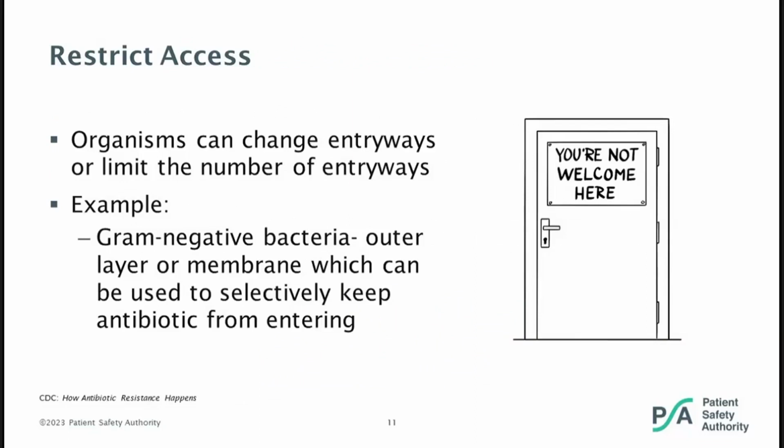In the last mechanism we are going to discuss, the bacteria has an ability to restrict access. Organisms have an outer membrane in place to protect it from the environment. They are able to use this membrane to change entryways or limit the number of entryways in the membrane. An example of this is the ability of some gram-negative bacteria using its membrane to selectively keep antibiotics from entering.